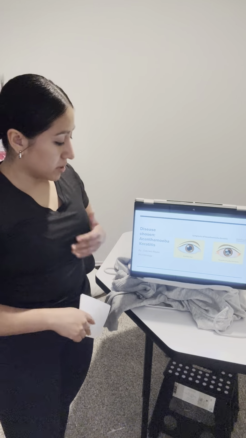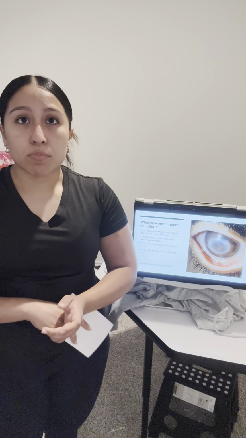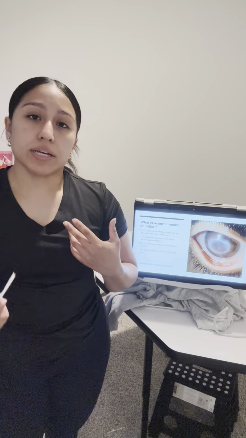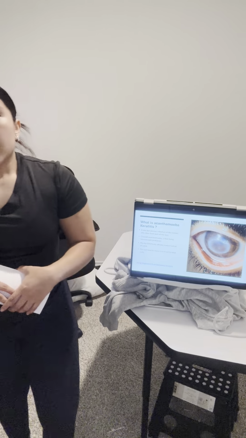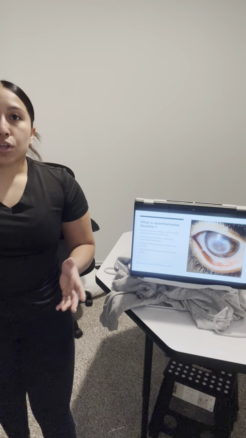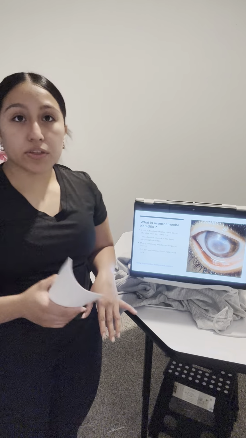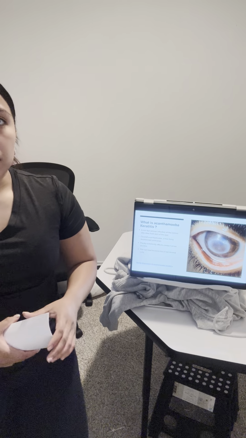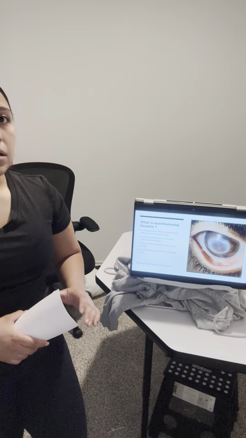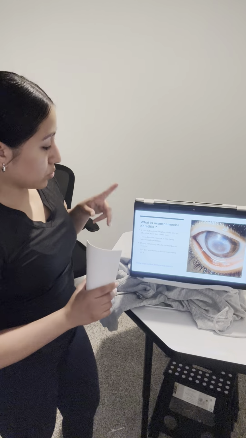So, what is acanthamoeba keratitis? It's an infection that damages the cornea of the eye, and even though it's rare, it can become more serious if it is not diagnosed or treated in early stages. The organism that causes the infection is called acanthamoeba. It does not cause the problem until it gets into the eye.